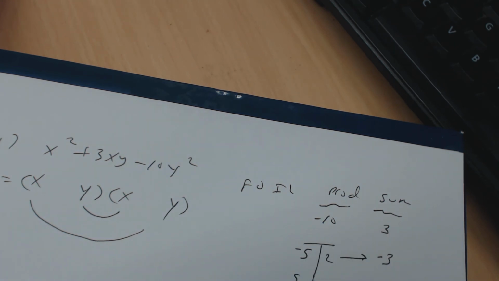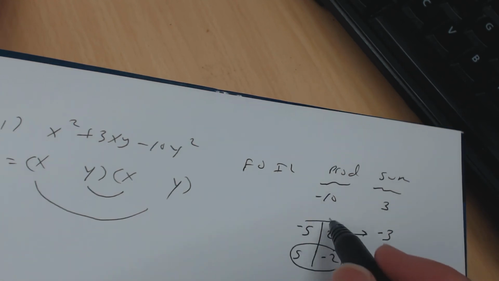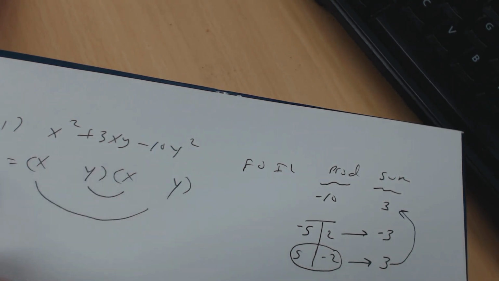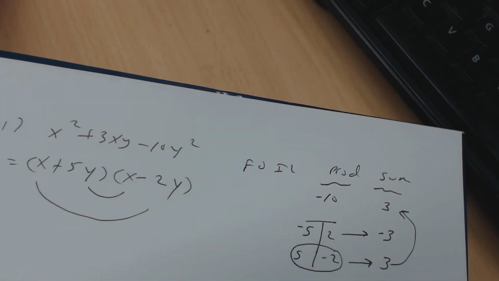So let me try 5 and negative 2. And that works because 5 times negative 2 is a negative 10, and when I add them up, I do get a positive 3, which is what I wanted. So the answer is going to be x plus 5y times x minus 2y.